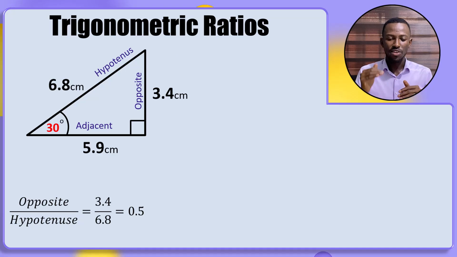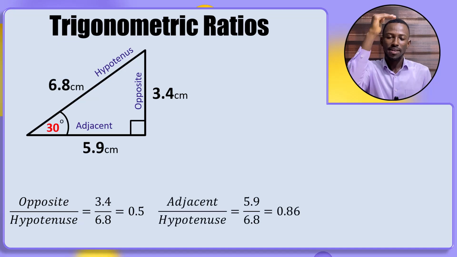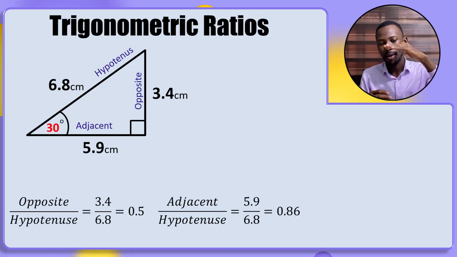Then after they were done dividing the opposite and the hypotenuse, they now picked the adjacent and then divided it with the hypotenuse, like this. They picked the adjacent divided with the hypotenuse, which for my own is 5.9 divided by 6.8, and for me I've gotten 0.86.